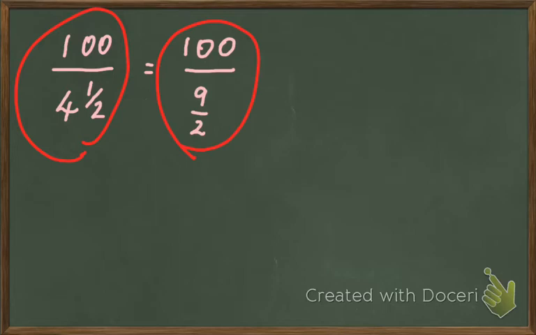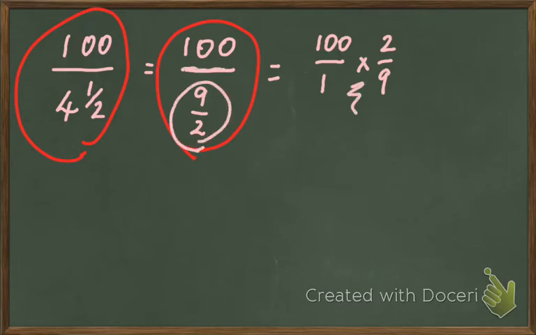I do this simply because the examiner can by default expect of you to do what I'm going to do now. So we can write 100 divided by 9 over 2 as 100 over 1, multiply by the reciprocal, which is 2 over 9. So remember, when we divide by a fraction, we multiply by the reciprocal of the fraction. And so that's what we are doing here. So we multiply 100 by 2 over 9. And that gives us 200 over 9.